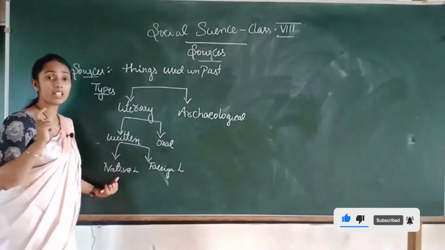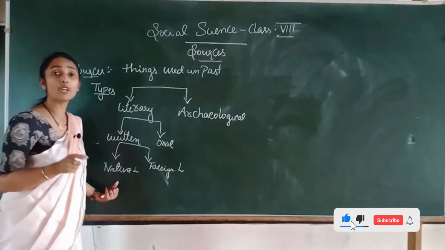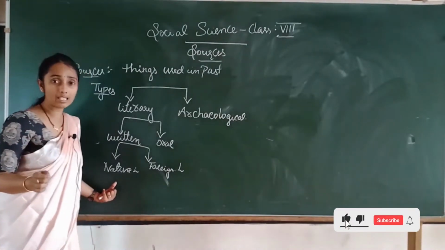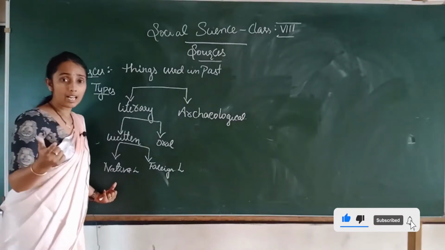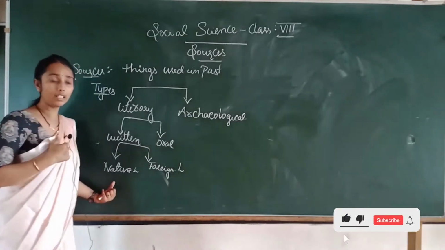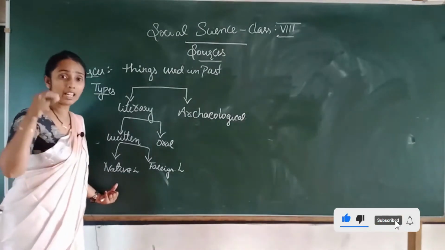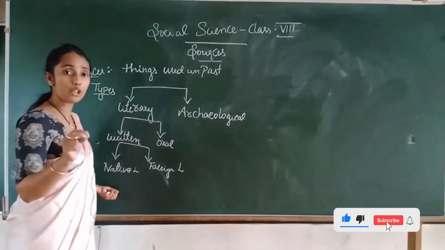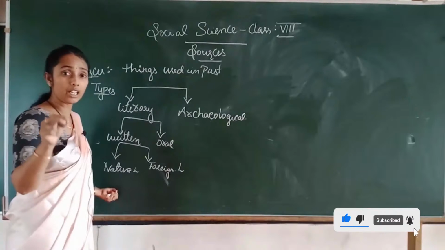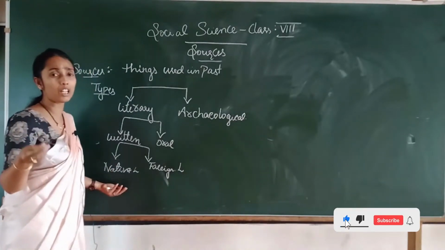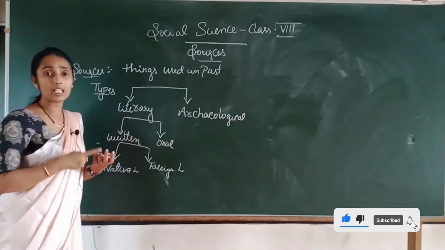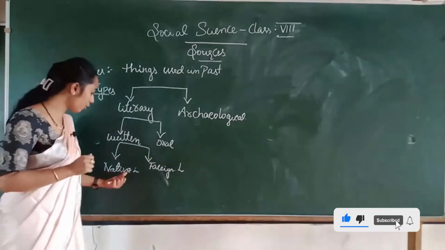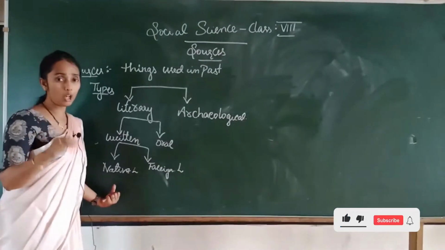Native literature is sources that are produced by a native writer in a native language, such as Kalidasa's Shakuntala and Kautilya's Arthashastra in native languages. Children, I hope this is clear. Native sources are produced by a native writer in a native language. It may be any native language. You may take Kannada, Sanskrit, Tamil, Telugu, Hindi. This is our native language. So it is found in a local language.